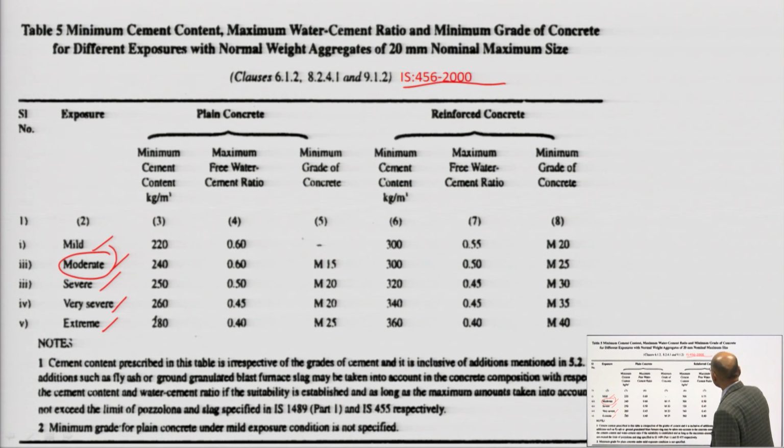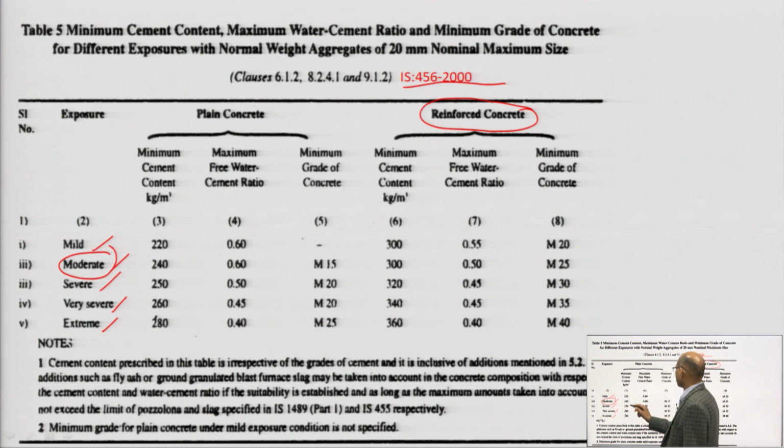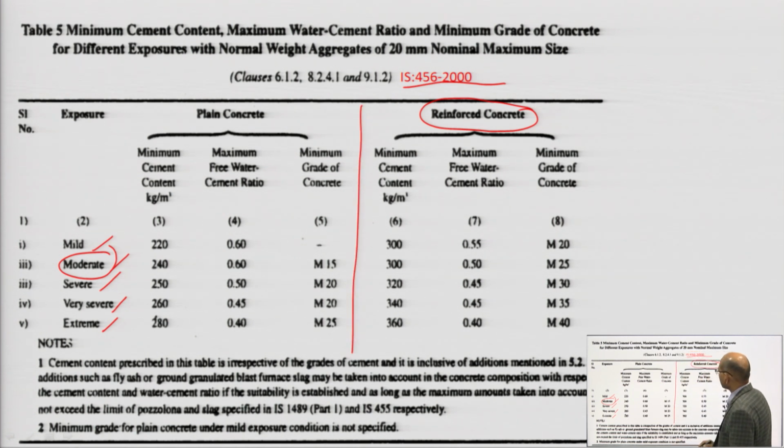Once again, our condition is not plain concrete. You have to use it for reinforced concrete, RCC work. Here the minimum amount of cement has been specified. Suppose our exposure condition is moderate. For plain concrete, this part is for plain. Here you are observing 240 kg minimum cement, a free water cement ratio of 0.6, meaning water in surface dry condition, and a minimum grade of concrete of M15.